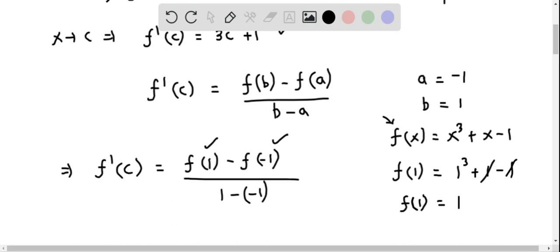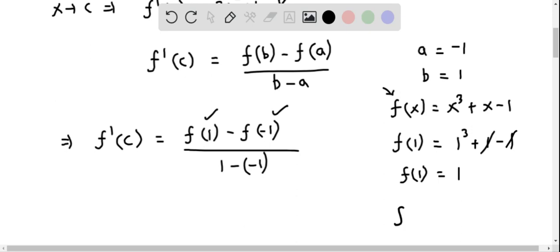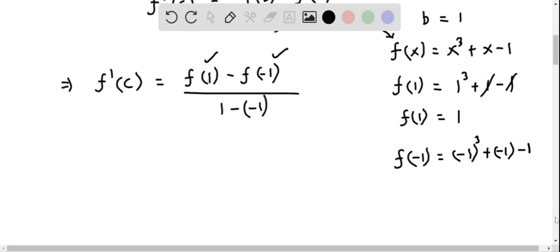Let's also determine f of -1 by replacing x by -1 in f of x. When we do that, we get (-1) cubed plus -1 and minus 1. (-1) cubed is -1. We then have -1, and we also have one more -1. So this is negative 1, negative 1, negative 1, which is negative 3. So we have determined f of negative 1 equals negative 3.